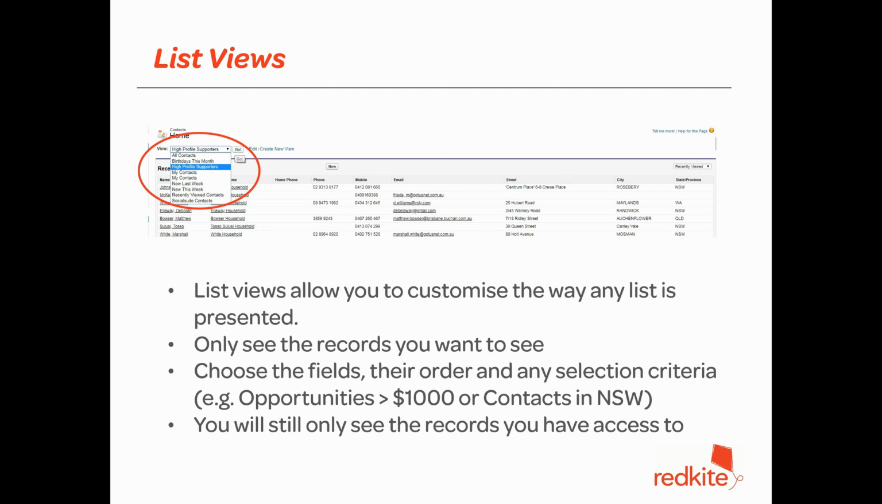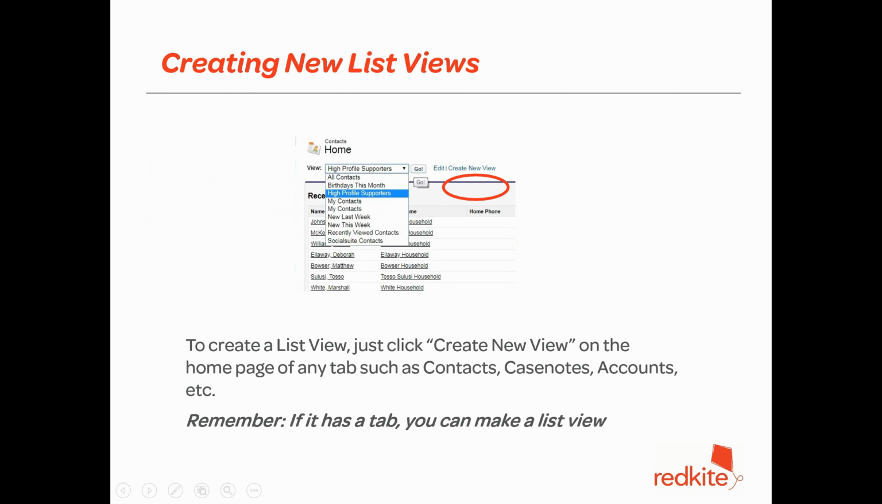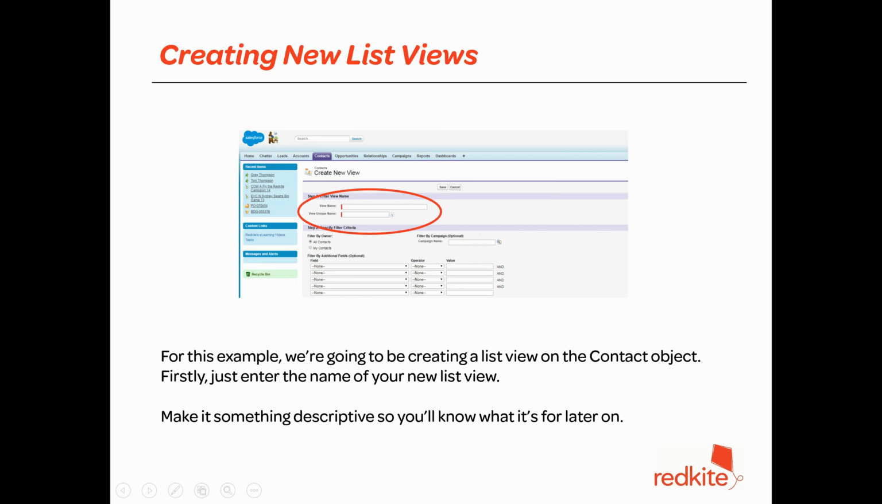So this is on any tab, you'll see that there's a view section here, and all of these views are customizable, and you can create your own. So we'll go into that in a bit more detail now. To create a new list view, you just go to any tab. So pretty much rule of thumb, if it has a tab, you can make a list view. Go to your tab that you want to make a list view about, and then click Create New. Then you'll come to this screen, give it a name. So you just give it any name that you will remember what it's for.